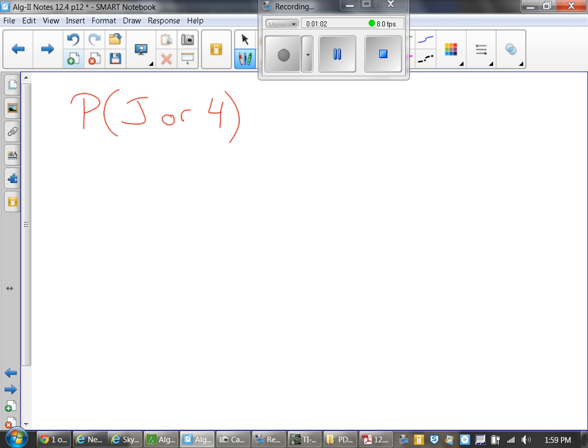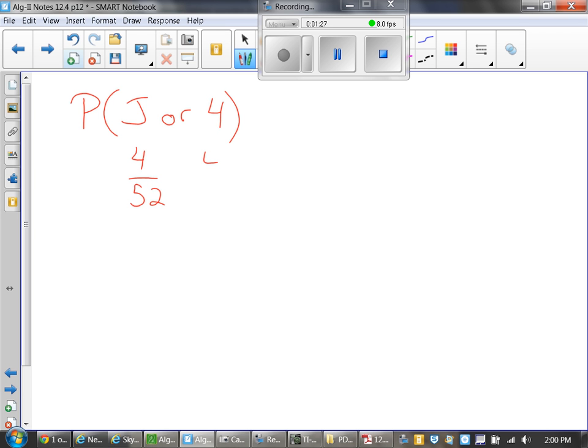There's 52 cards in the deck. So what's the probability of getting a jack? How many jacks are in the deck? Ladies and gentlemen, how many jacks are in a deck of cards? 4. How many cards are in a deck of cards? 52. How many 4s are in a deck of cards? 4. How many cards are there?